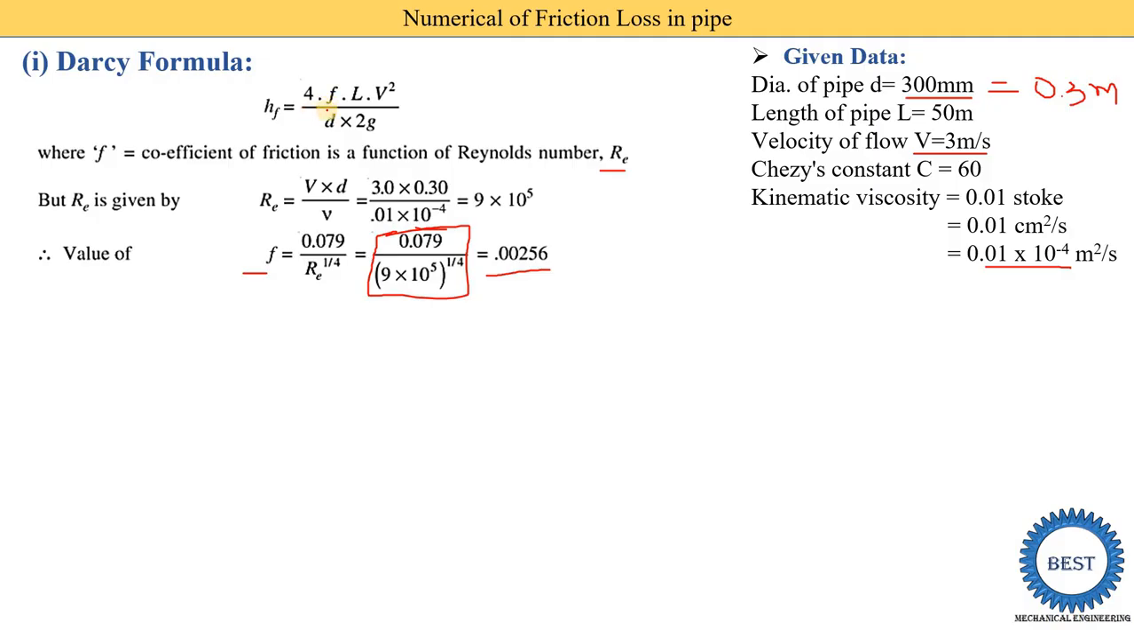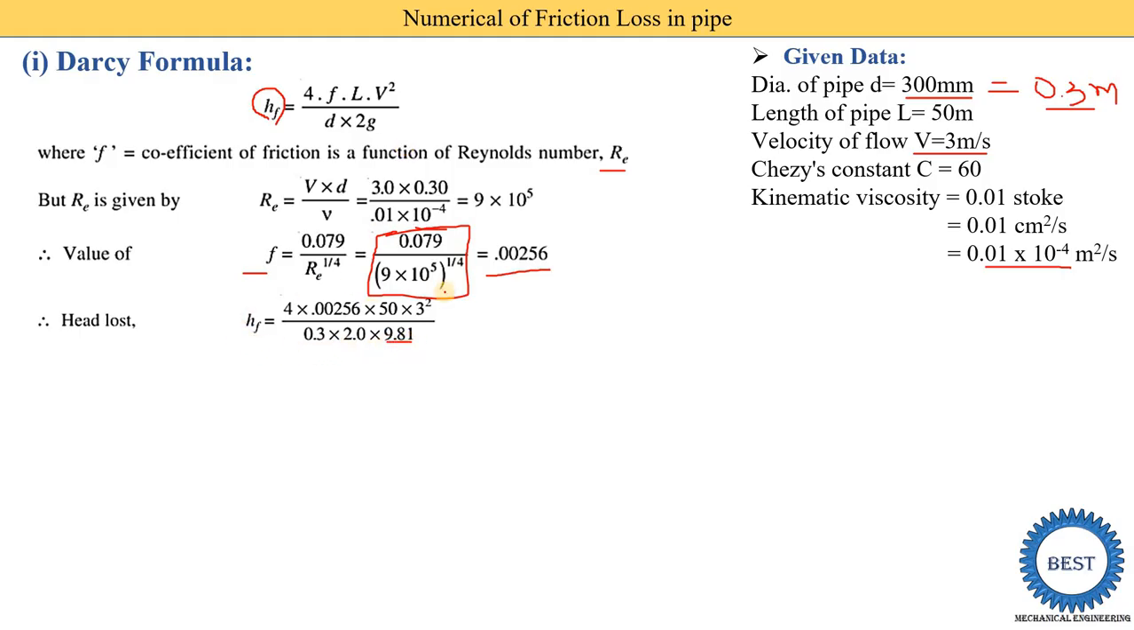So we put this value of f, L, V, D and g in this equation of hf. So here we put the values of all these parameters. 4 is as it is, f is equal to 0.00256, L is equal to 50, V is equal to 3, divided by D, so the diameter is 0.3 meters, into 2 into g, g is equal to 9.81.